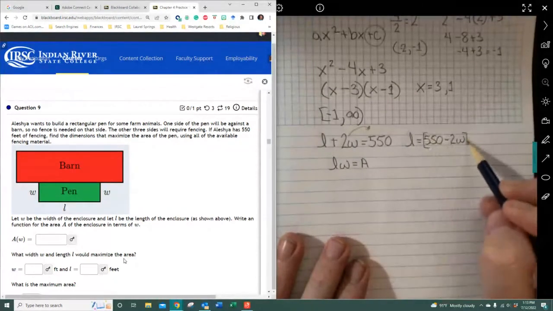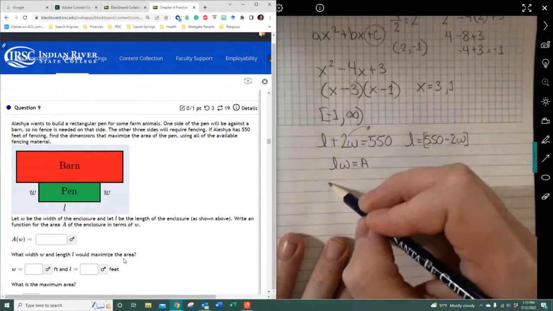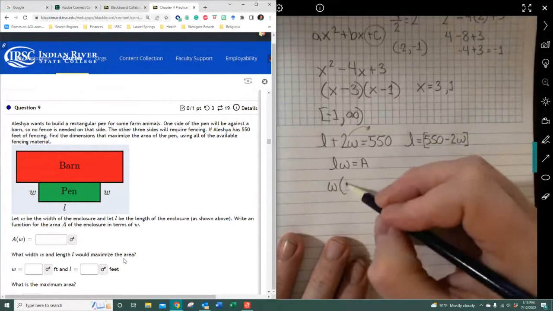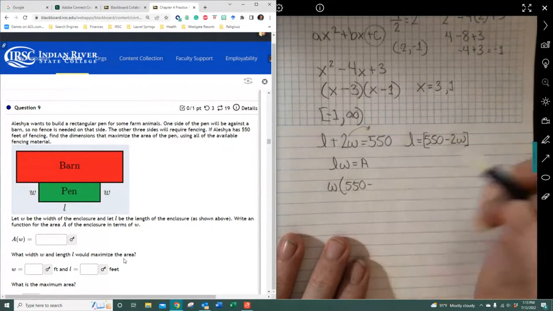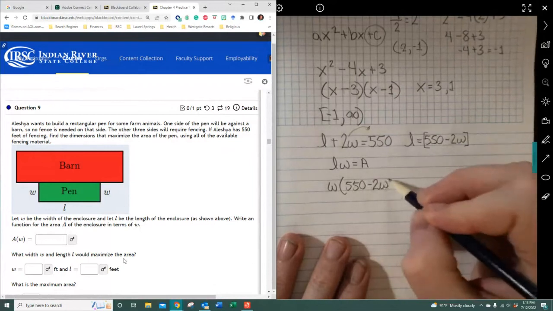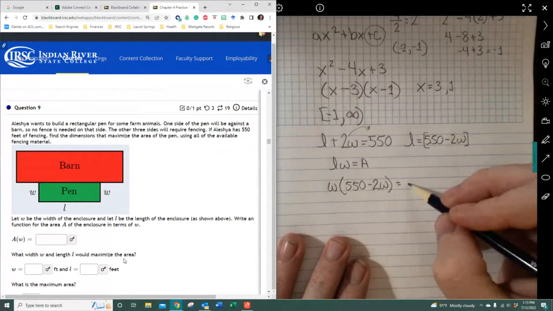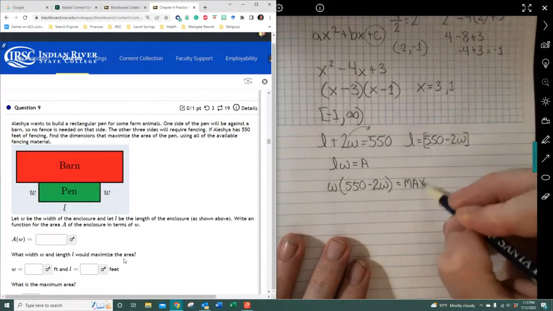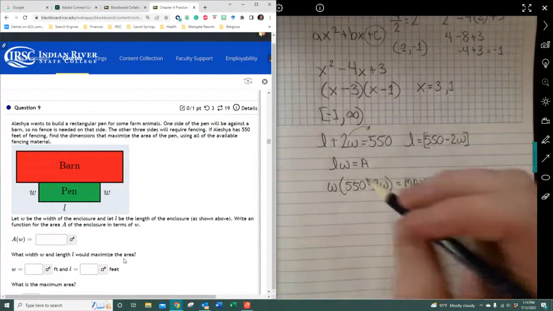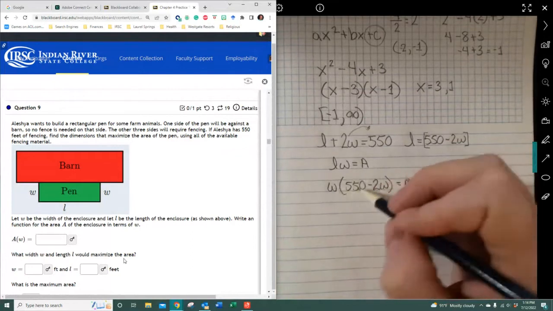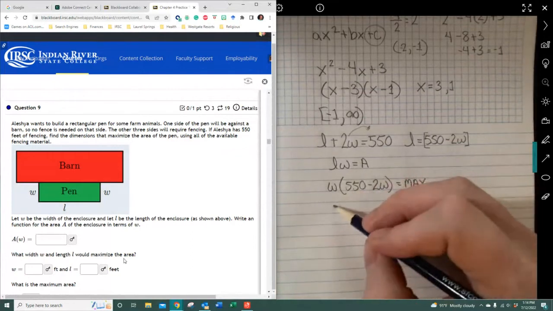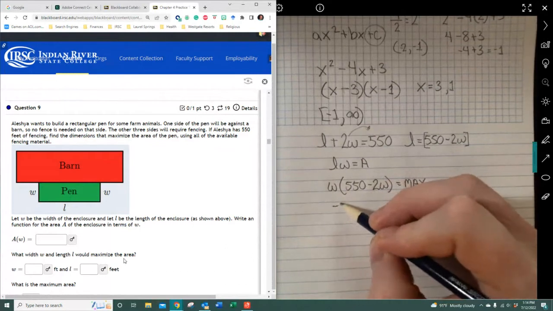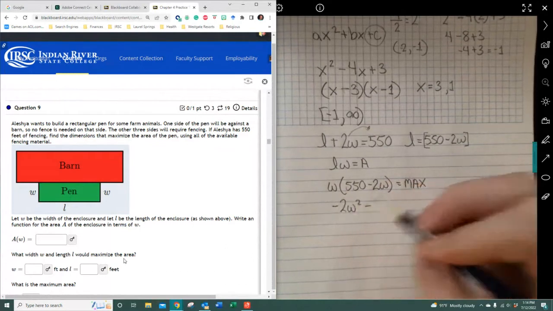And if we then replace the value of L in our problem with what L now represents, we find that W times (550 minus 2W) is equal to the area, and they want the maximum area. All right, they say find the dimensions of the maximum area. So we're going to be determining what the max is. The way to do that is, first of all, we do this distributive property. We're going to get -2W squared plus 550W.